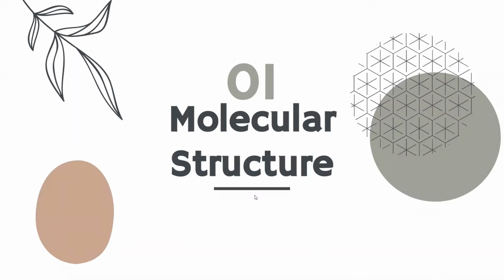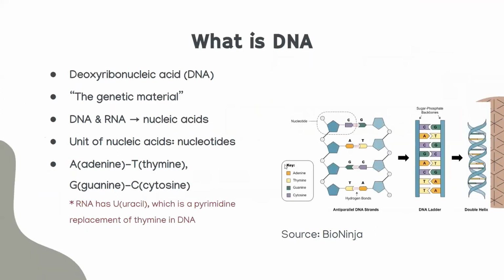Number 1, molecular structure. So we're gonna talk about what DNA is. As you guys may already know, people view DNA as the genetic material, right? DNA is deoxyribonucleic acid. That's why it's called DNA. It stands for deoxyribonucleic acid, and it's the genetic material. And actually, people don't distinguish the genetic material and DNA. They just use them both to describe the same genetic material, right?